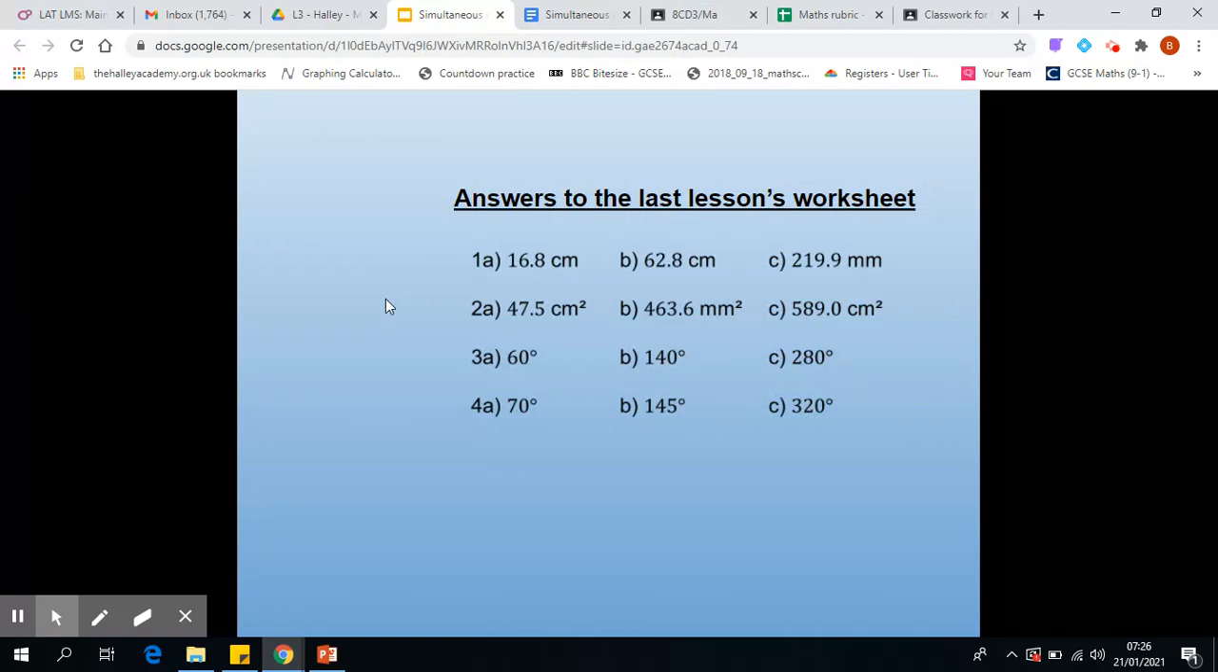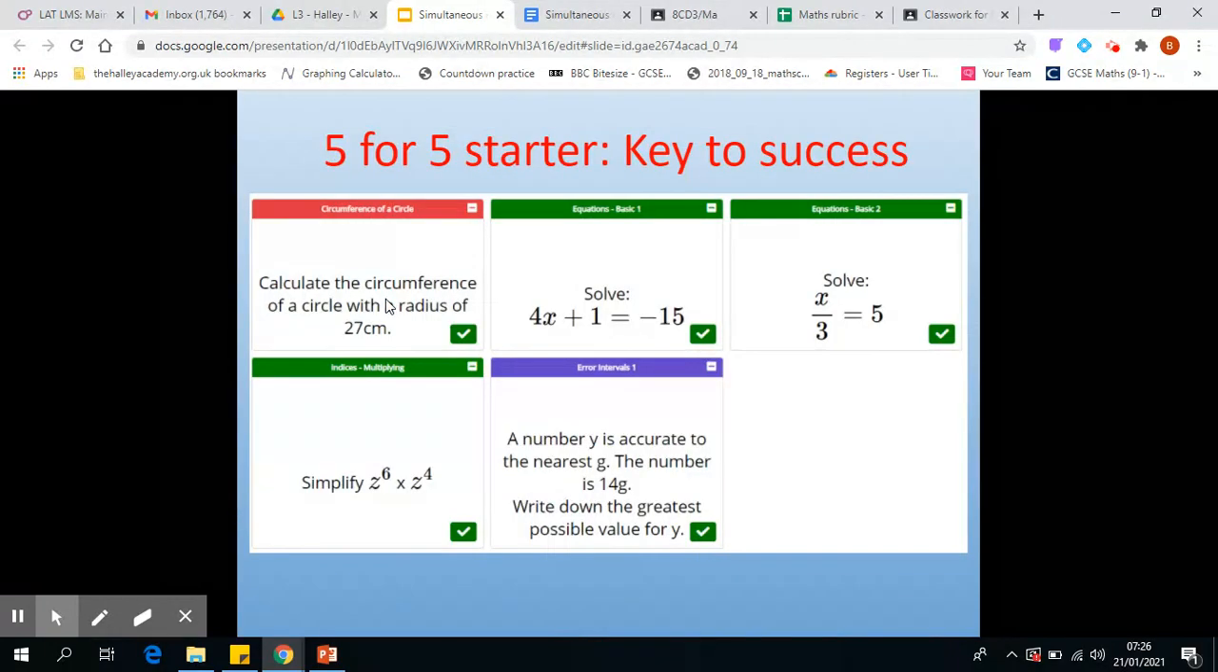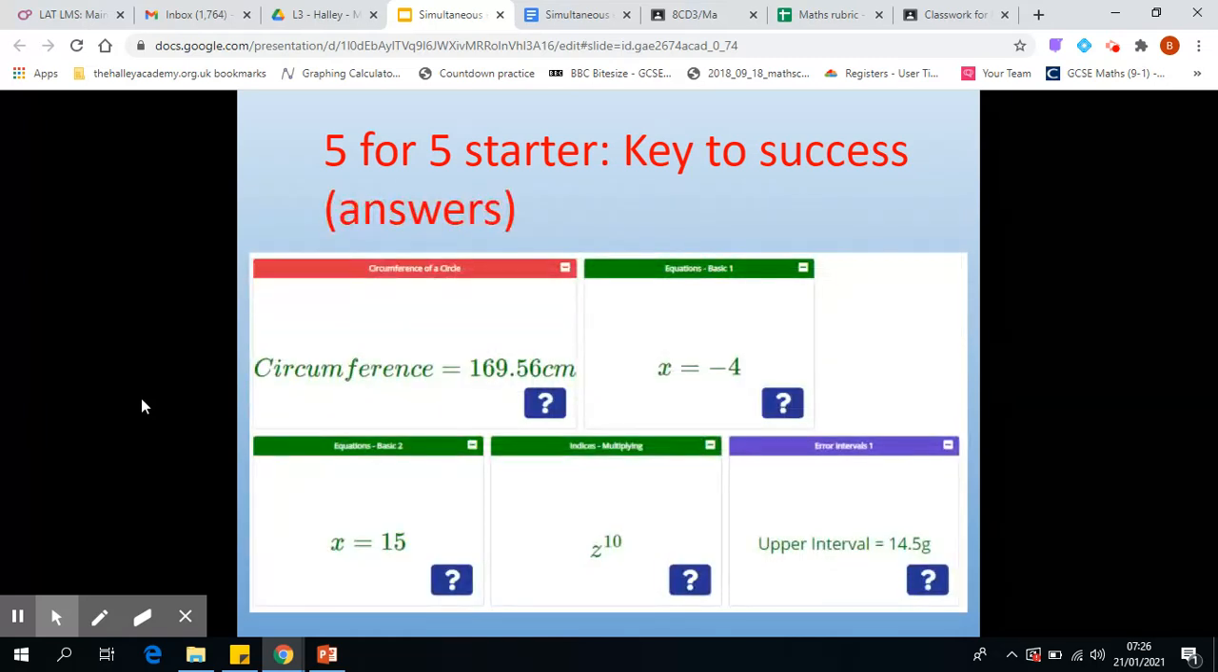Here are the answers to last lesson's worksheet. Here is today's 5 for 5 starter. Press pause and attempt the question on a piece of paper or an exercise book. Once completed, press play to check your answer. Here are the answers.